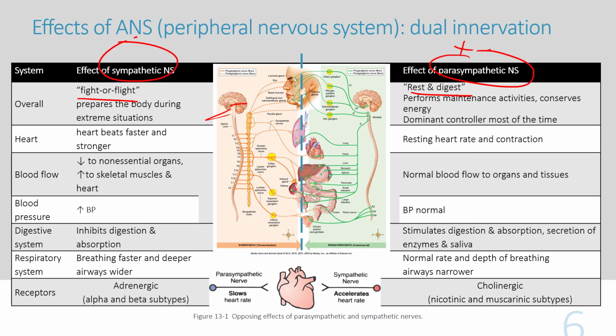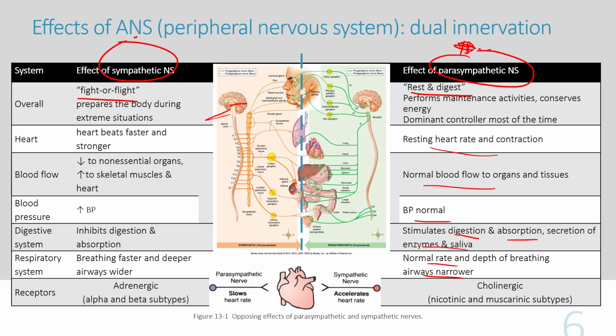So let's look at the parasympathetic nervous system first. Rest and digest is basically the predominant nervous system when someone's at rest, right? So you've got resting heart rate and contraction, normal blood flow, normal blood pressure. When you eat, you've got normal digestion and absorption. You've got normal secretion of digestive enzymes and saliva and mucus and all that kind of stuff to help the digestive process. In terms of breathing, normal rate and depth of breathing. The bronchioles, or the airways, are fairly narrow because you don't need that much air just to sustain life.